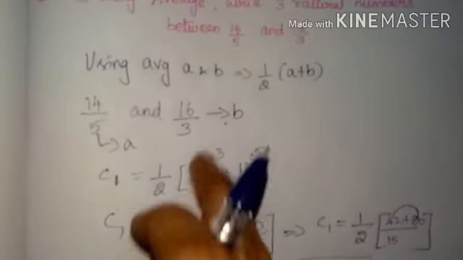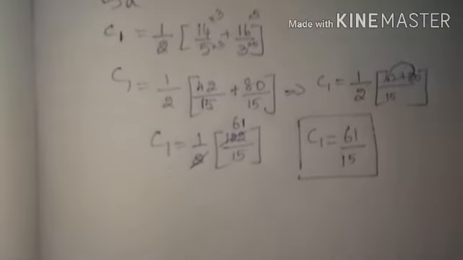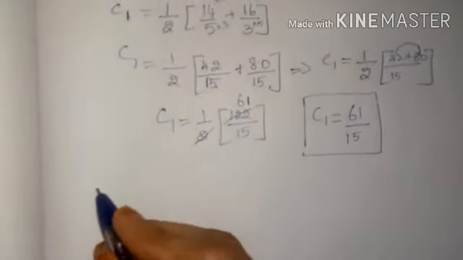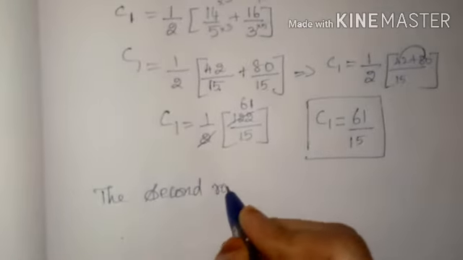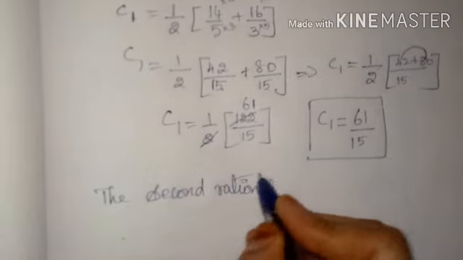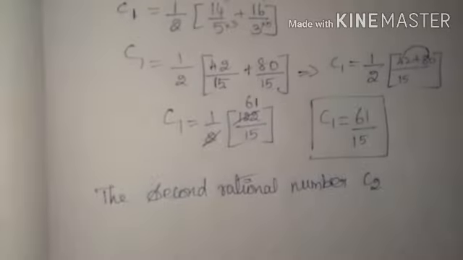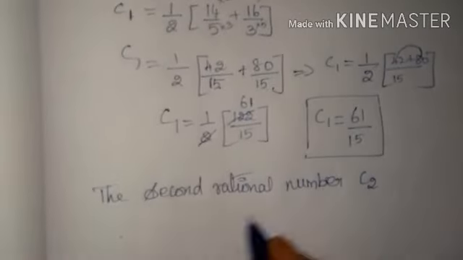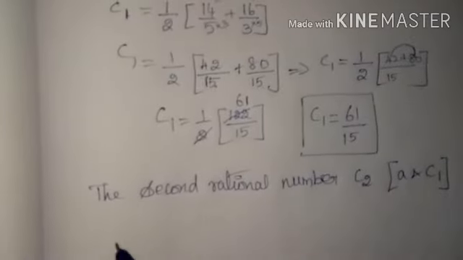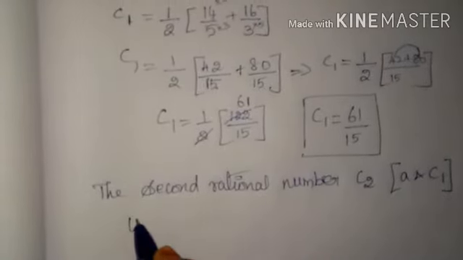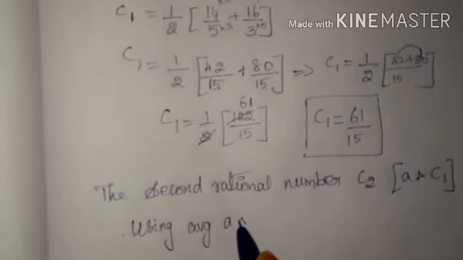But in the question they asked to find three rational numbers. We have already found our first rational number, C1. Now it's time to find the second rational number. Let me call it C2. How to find C2? It is the rational number between A and C1. What is the average formula? Using average of A and C1.